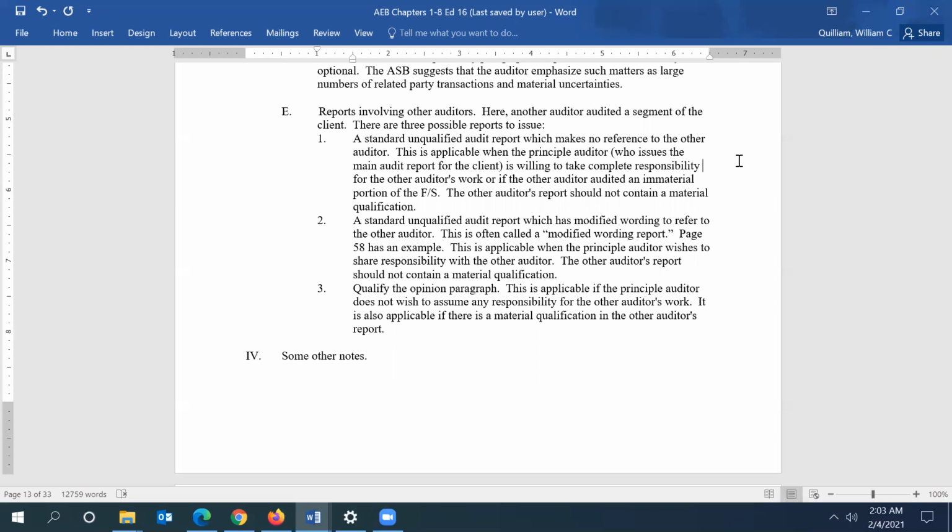Then number 2, a standard unmodified audit report which has modified wording to refer to the other auditor. And that's called a modified wording report. There's an example on page 58, just glance at it.